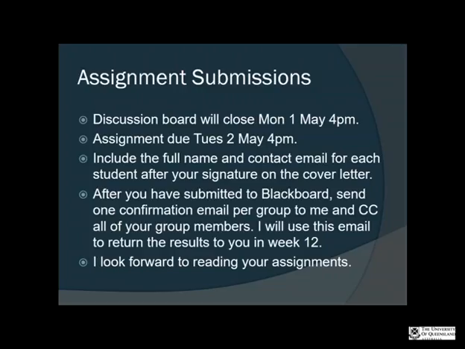In terms of your cover letter to the client, make sure that under your signature you've put the full name and the email address of each of the members of your group, so it's clear who each of the members are. And what I've asked is, once you've submitted it via Blackboard, send me 1 email per group with the CC, all the email addresses of everyone in the group. Send it to me just saying, we're in this course, so either the undergrad or the postgrad course. These are our names and we've submitted.